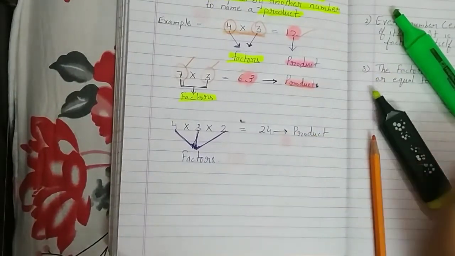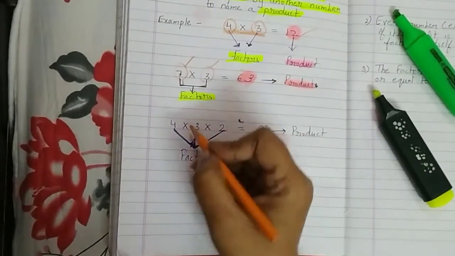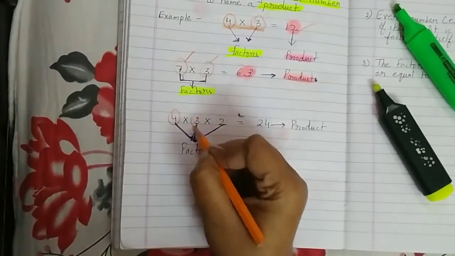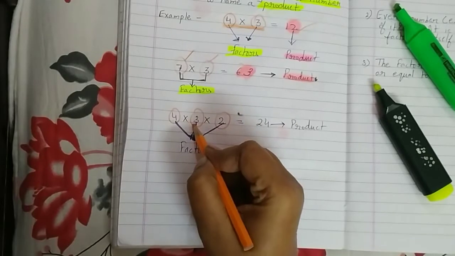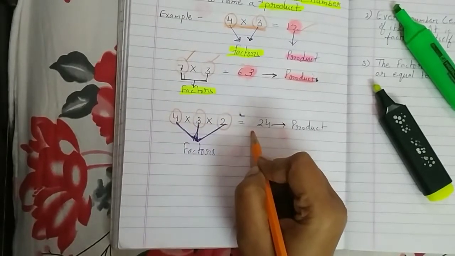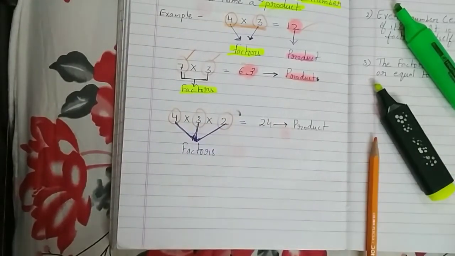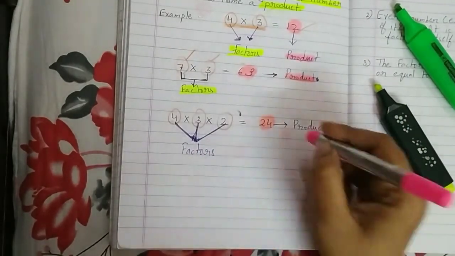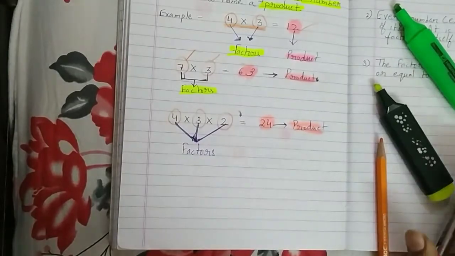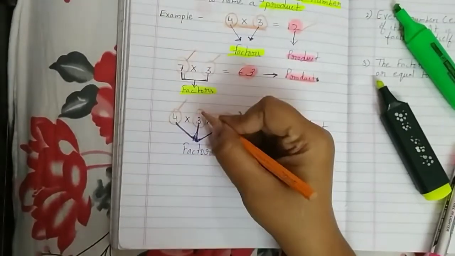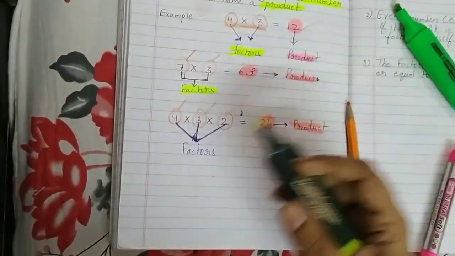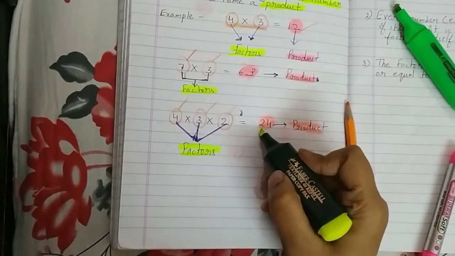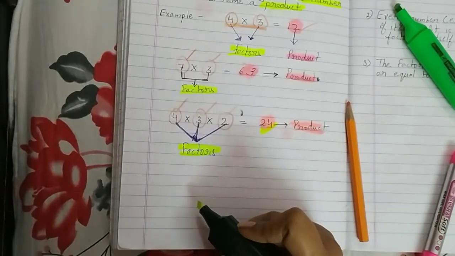Now, let's take one more example, children. Here I have multiplied three numbers. 4, 3, 2. 4 times 3, 12. 12 times 2, 24. So, what is 24? 24 is a product. Okay. And what are factors here, children? 4, 3, 2. These are what? These are factors. Factors of what? Which number? 24. Factors of 24.